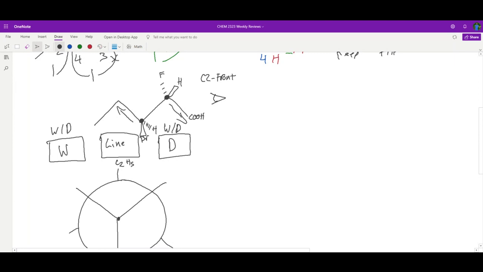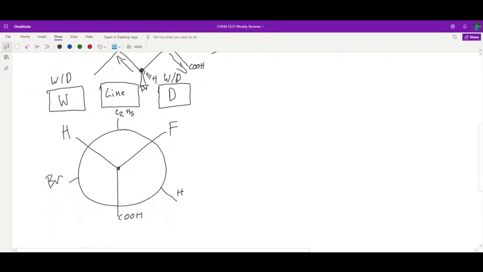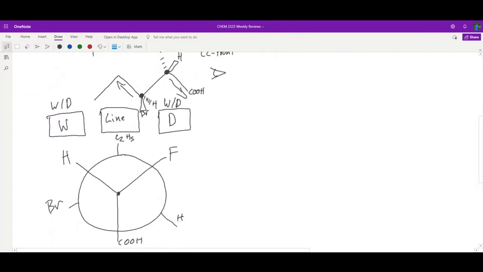But of course, there's also the way you can visualize it, knowing that wedges are out of the page and dashes are into the page. Just grab a pen or a model kit and rotate it. Okay? So the front carbon has a fluorine and a hydrogen. The back carbon has a hydrogen on a dash and a bromine on a wedge. So that should be your Newman projection according to the line angle.